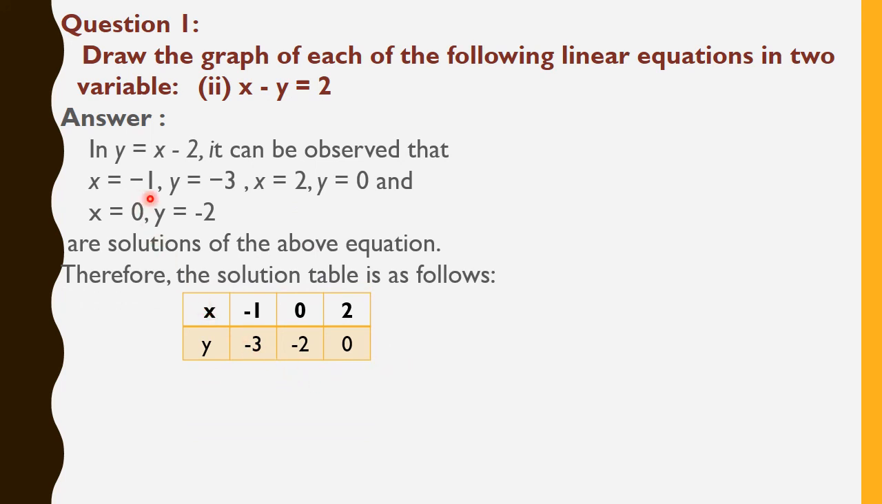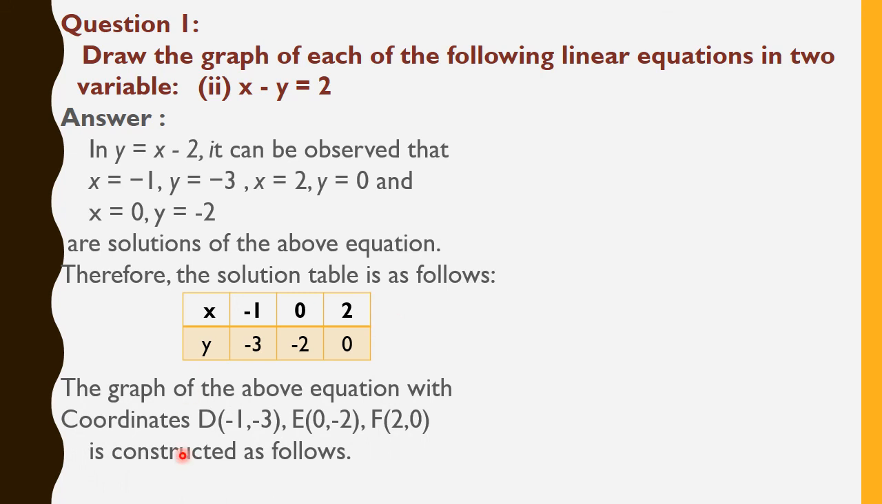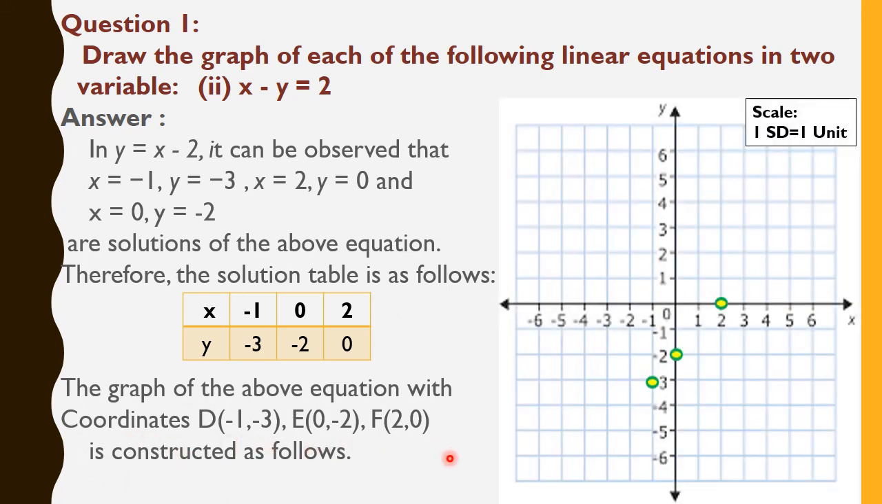So for x equals minus 1, y equals minus 3. For x equals 2, y equals 0. And for x equals 0, y equals minus 2. So we'll write so. Next, we will write down the coordinates as we have got and plot them right here.